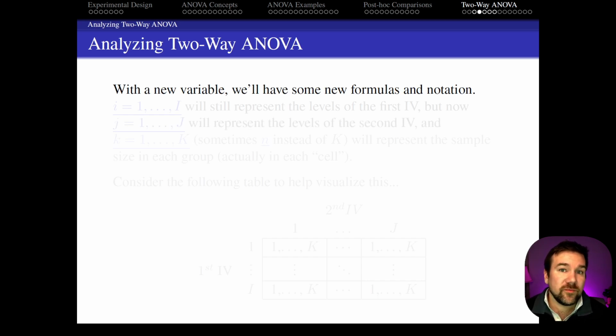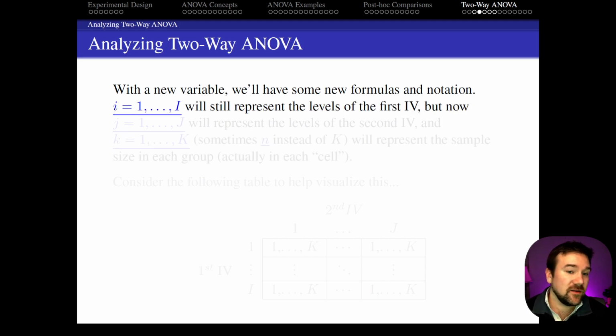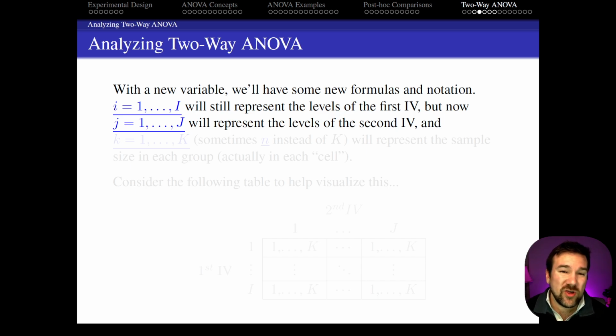Now, with a new variable, we have to update our notation to account for the fact that there's a second independent variable. I equals 1 to capital I will still represent the levels of the first IV, with capital I the total number of levels in the first variable. But now J is going to change meaning. J previously was the number of observations, but now J is going to be the levels in the second independent variable. Capital J is going to be the total number of options for the second independent variable.